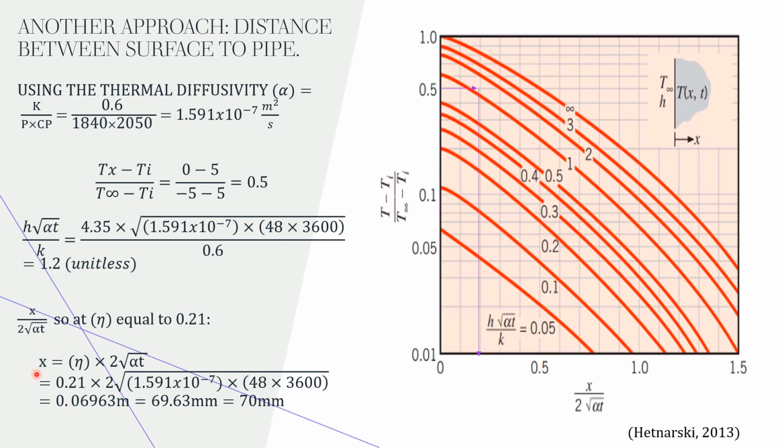Now manipulating the equation and writing it in terms of x and filling in the values, we will find that the distance from the surface to the pipe is equal to approximately 17 millimeters. Okay, so trying to relate the data that we just found, the distance from the surface to the pipe, into a real-life application.